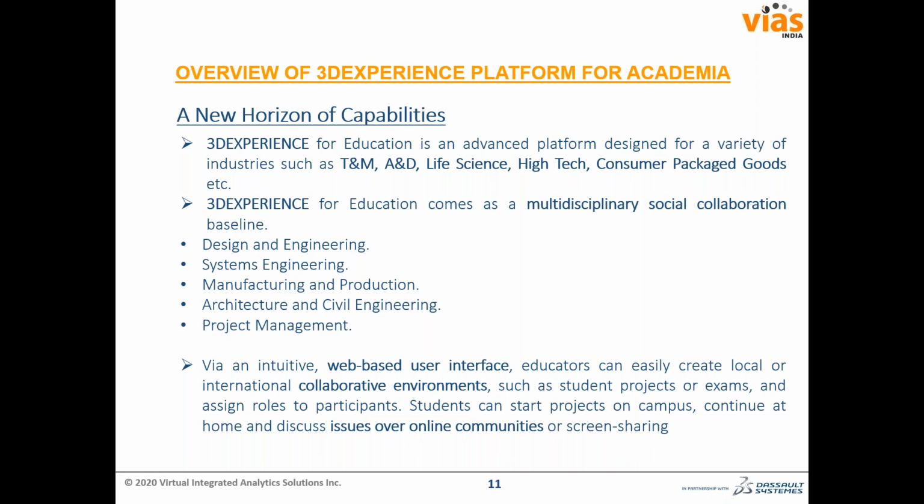The 3D experience platform is a multidisciplinary social collaboration platform, in which you can go for the complete design and engineering activity which is carried out in the industry. In addition to that, we can go for system engineering, then manufacturing and production activities. There will be some domain changes: we can go for civil engineering also, architecture also, and all these activities can be compiled in a project management tool. So all these are carried out in the 3D experience platform on a single platform. We call it a single source of truth, where all the data and all the information is available on the single platform.